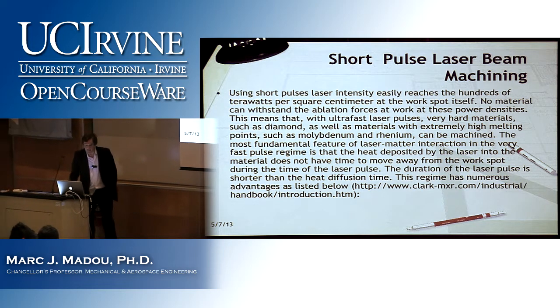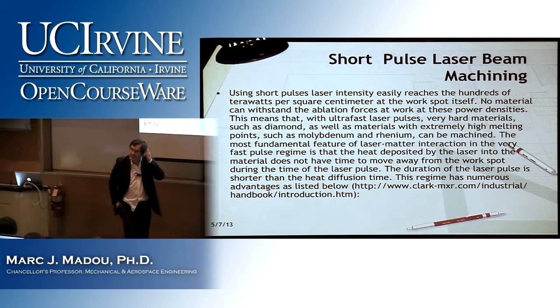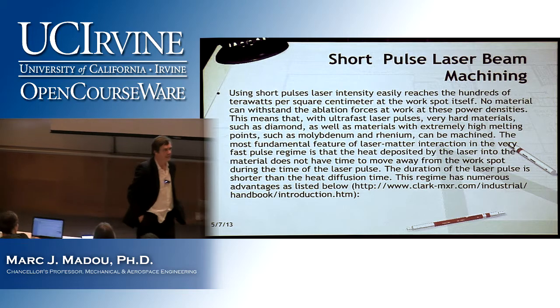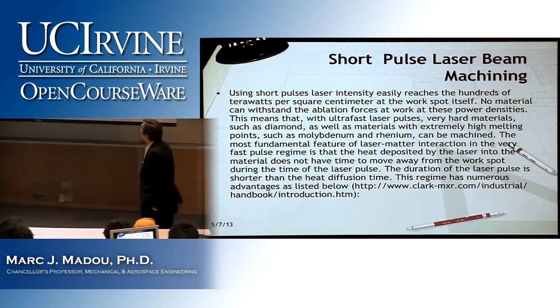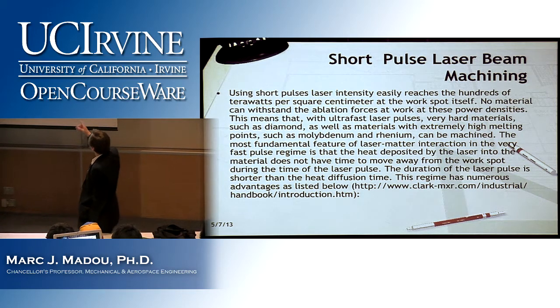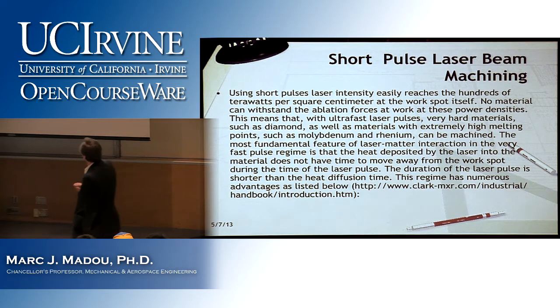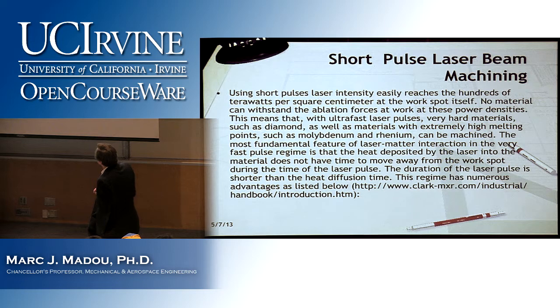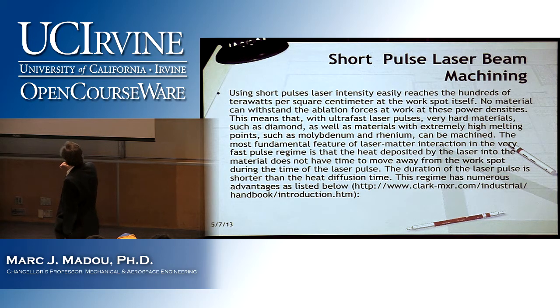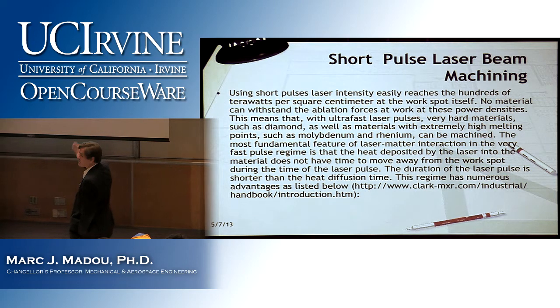So here, let's read this together and highlight the key aspects. Using these very short pulses, the laser intensity easily reaches the hundreds of terawatts per square centimeter. We just saw that a moment ago. No material can withstand such ablation forces at these power densities. This means that with ultra-fast laser pulses, very hard materials, even diamond, can be cut. With extremely high melting points, don't worry, it's going to cut through it just the same.